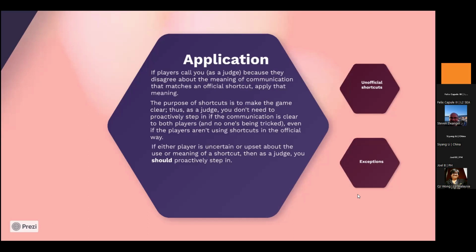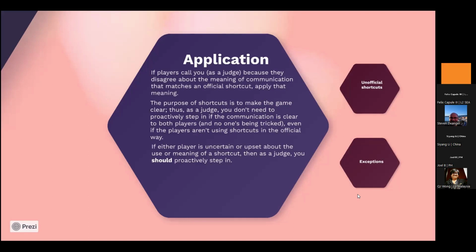If somebody says, I'm done, and then the other player takes an action and the players don't agree about where in the turn that action is being taken, well, you have an official shortcut for what I'm done means. And it says the opponent is acting in the end step. So if the players don't agree, as a judge, you just say, well, we have an official shortcut, and it means you're acting in the end step.